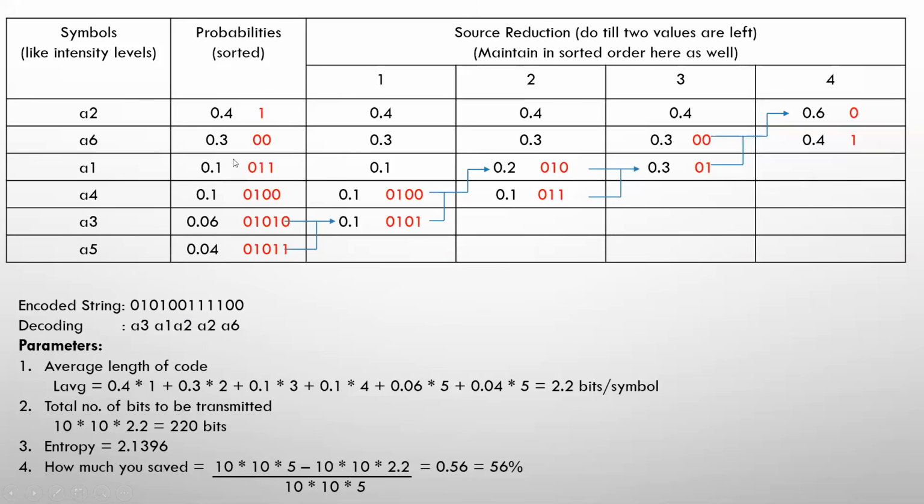Do I have a 1? Yeah, I have A2. Do I have a 1? Yeah, I have A2. Then do I have a 0? No. Do I have 0, 0? Yes, that is A6. So that's how you go for decoding, right?